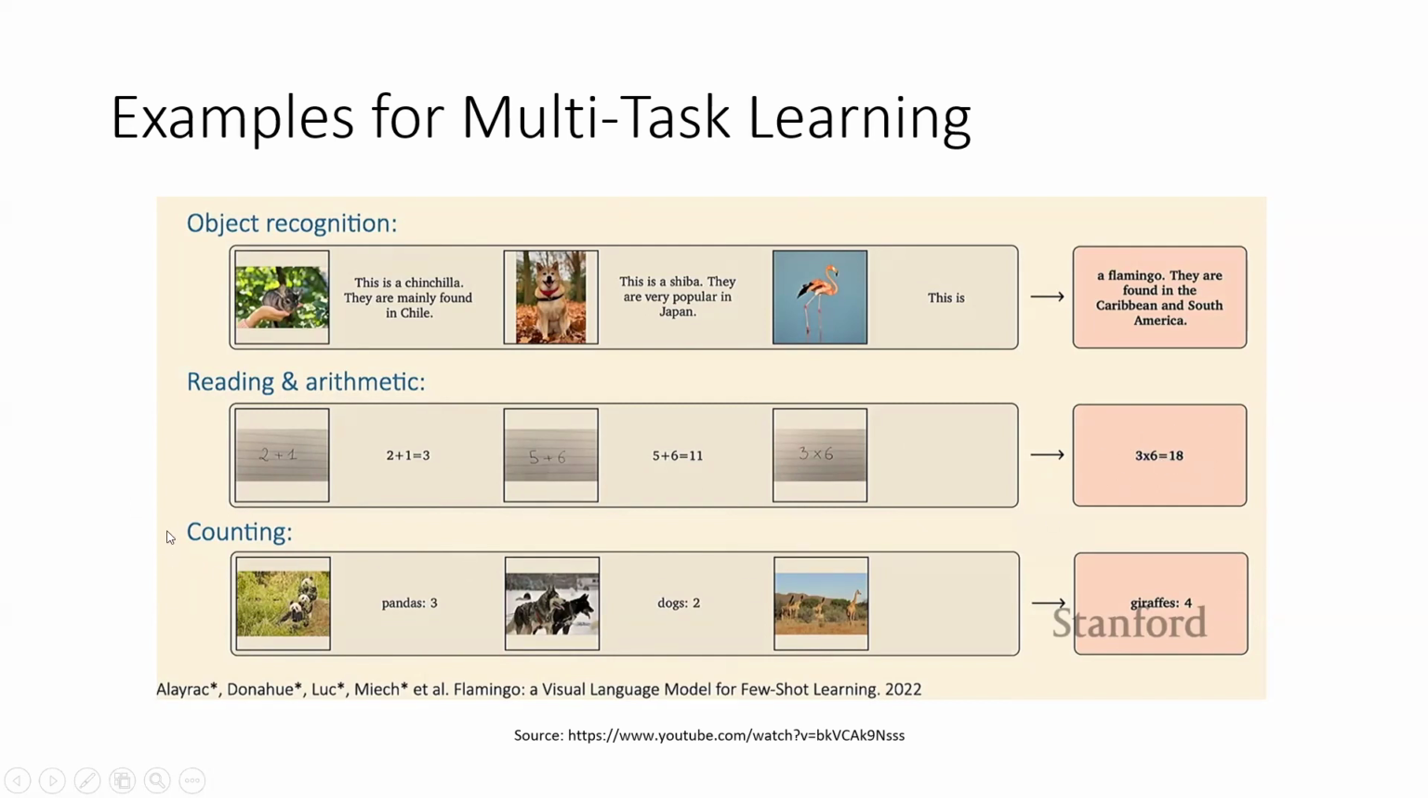Okay? So you can have another task, which is counting. Looking at the image, you can say pandas 3. That means there are 3 panda objects. There are 2 dogs. There should be 4 giraffes. So with a single machine learning model, a single deep learning neural network, all these 3 tasks should be done using the same neural network. So that is the idea of using multitask learning.